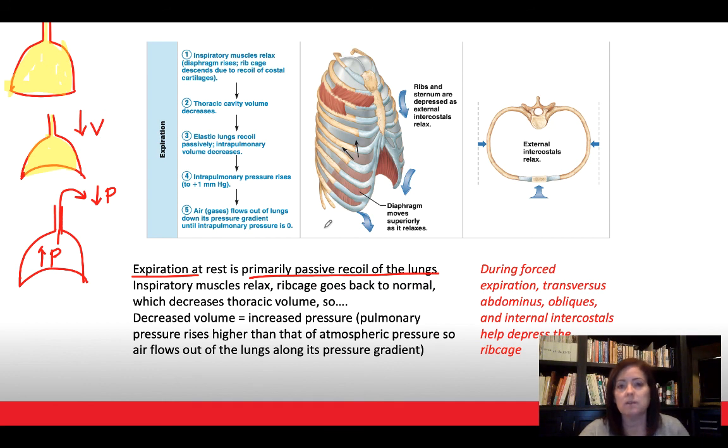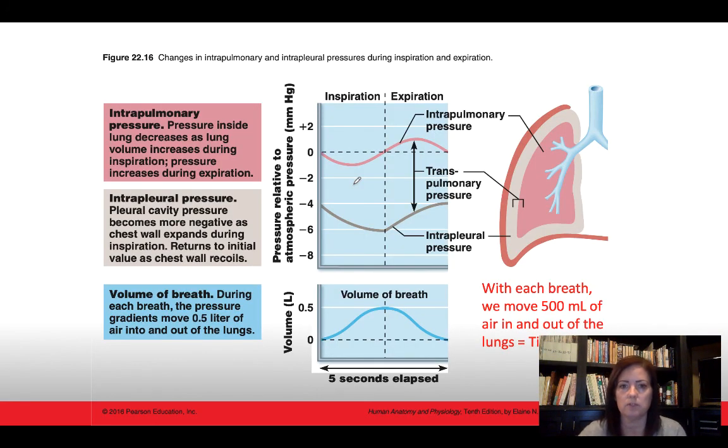If you are running or doing hill repeats or something like that, during forced expiration, we do have accessory muscles of expiration that are going to play a role. With these, our abdominal muscles are going to contract and help push the air out. Also, internal intercostals are going to help depress the rib cage and push that air out of our thoracic cavity. Okay, so there's your pressure changes.